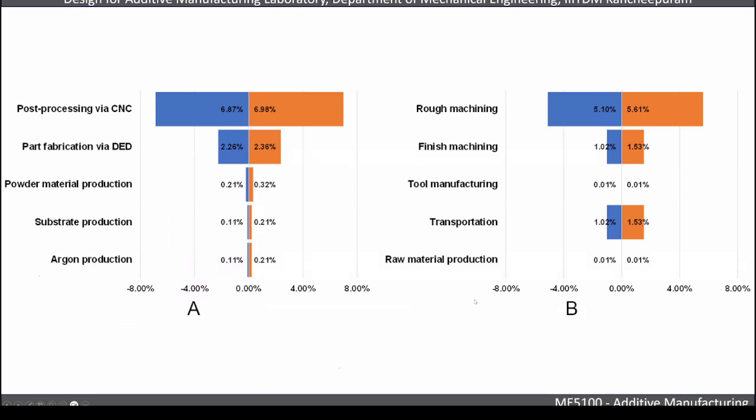So again, you can see the comparison between A and B, between a part fabricated via CNC and then via DED. You can see the comparison between two different case studies, right? So raw material production stage, part fabrication, the processing energy is much higher, and raw material production. You can see two parts: this is pure machining, and this is hybrid machining. You can see that it's primarily material dominated energy. You can see finish machining is much higher, expensive. Tooling, transportation is much higher, expensive, things like that.